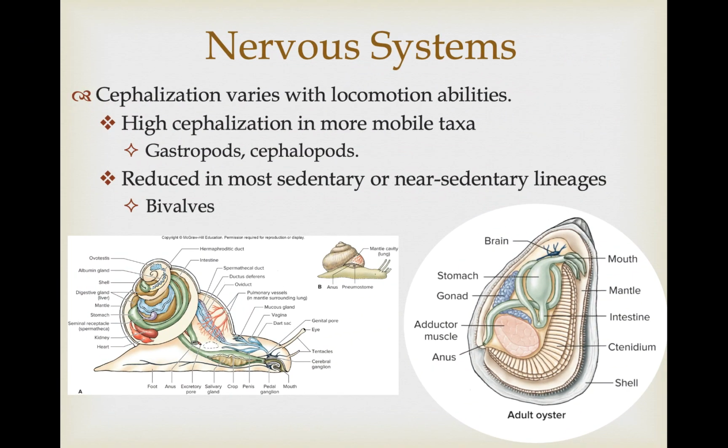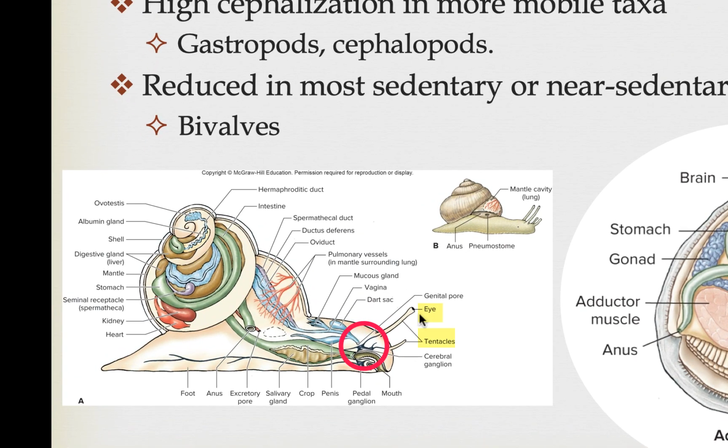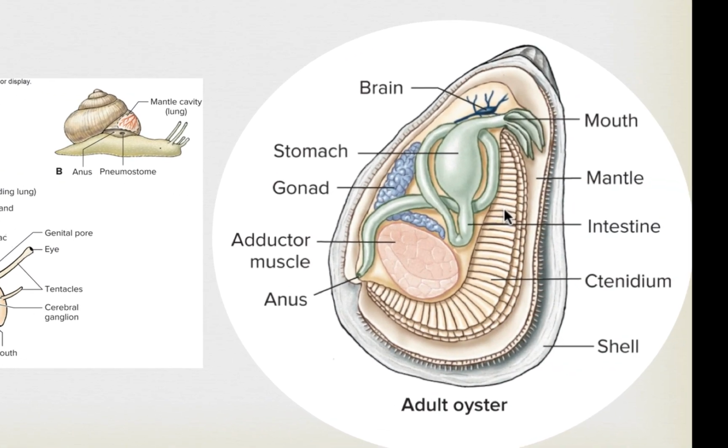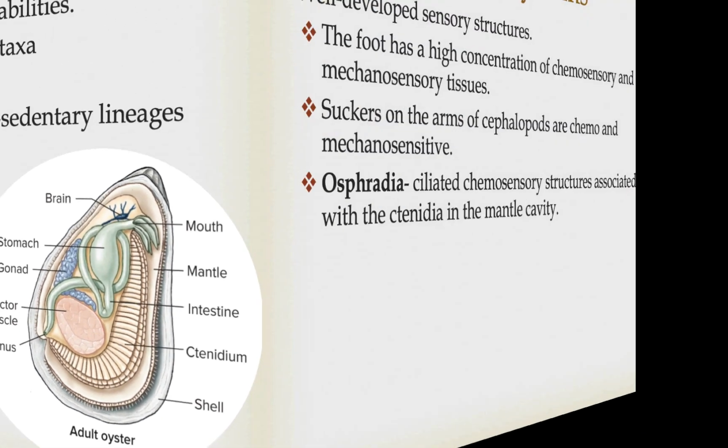So again, the cephalization really varies with locomotion ability. You have high cephalization in more mobile taxa, like the gastropods, like snails in this case. You can see they have a big brain. In the case of the cephalopods, it's the most well-developed. But in something like a bivalve, where they're not moving, they do have a region where there is coordination of sensory structures, but it's not really linked to a concentration of sensory structures. So it's reduced cephalization in that regard.